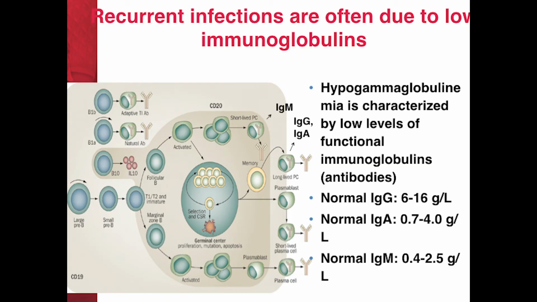Another major symptom in CLL is recurrent infections, and this is often caused by impairment of the normal B cell system and low immunoglobulins. So hypogammaglobulinemia is characterized by low levels of functional immunoglobulins. And just recall again, normal B cells come out of the bone marrow. When they see antigen, they proliferate, they secrete lots of soluble B cell receptors, and these are slightly altered.